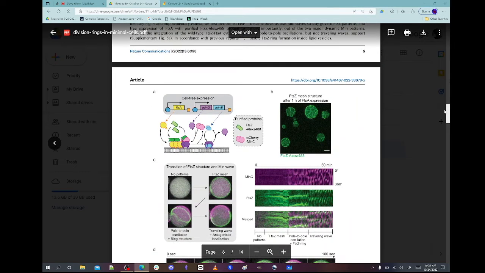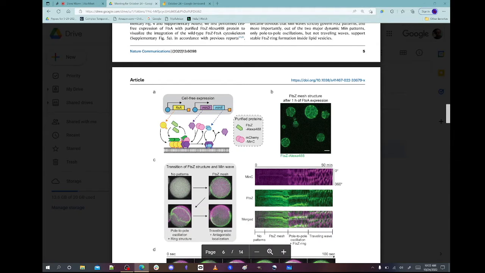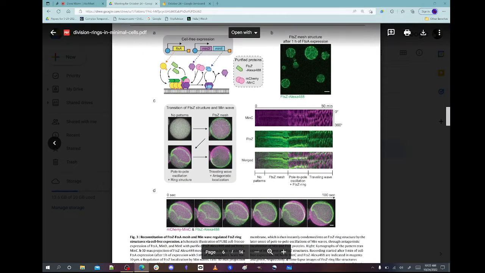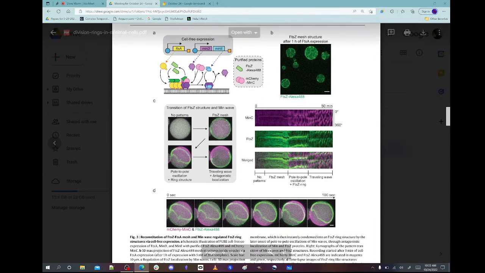This is beautiful work. Some of the staining just shows it so well. This is the transition of the FtsZ structure in the Min wave. So you actually get a wave here. You get no patterns. Then you get an FtsZ mesh. Then you get this pole-to-pole oscillation of this ring plus the ring structure. You get the traveling wave and antagonistic localization.